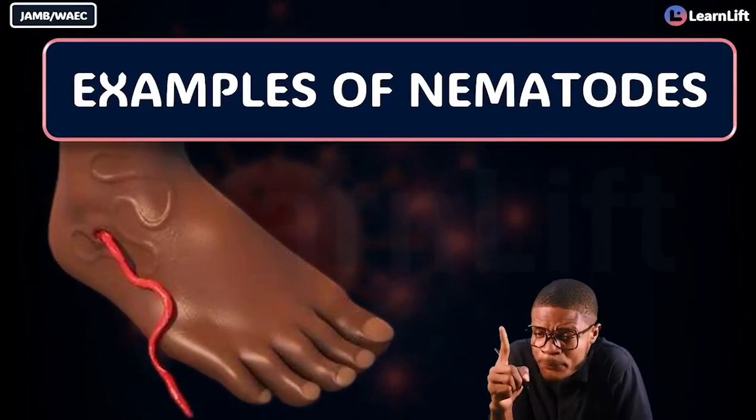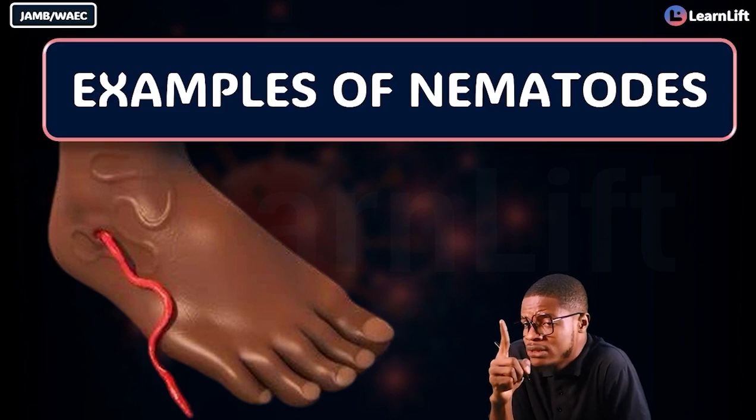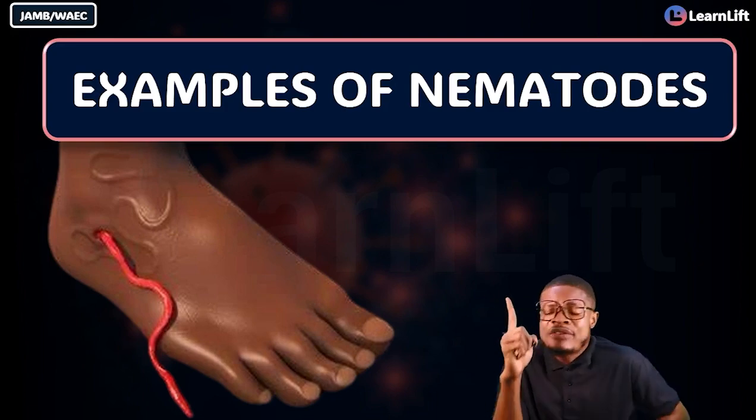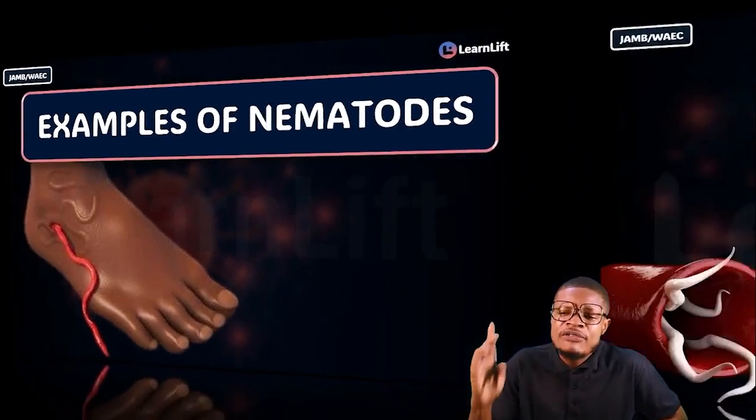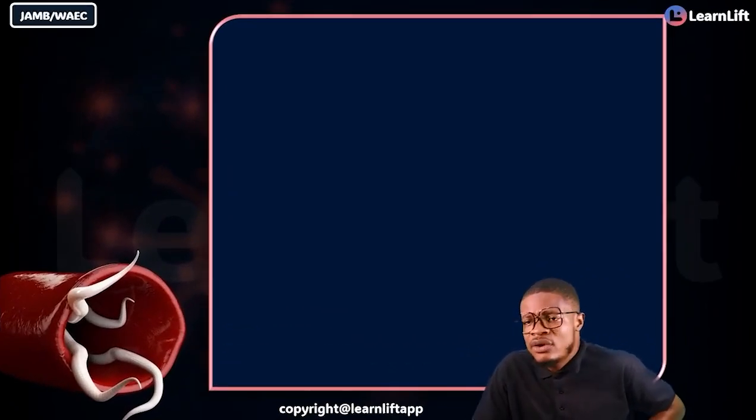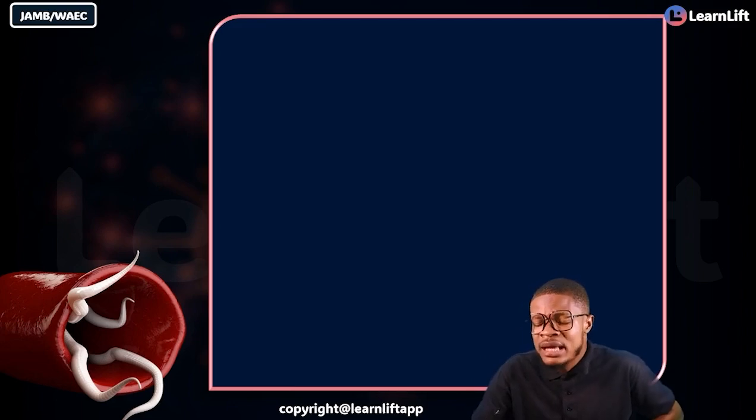What are the examples of nematodes? Very important. In the examples of nematodes you're supposed to know, I'm going to give you a total of about 7 or 8 of them. Are you ready to go with me? You just learn them with me, and then you close your eyes and tell me all of them back to back.